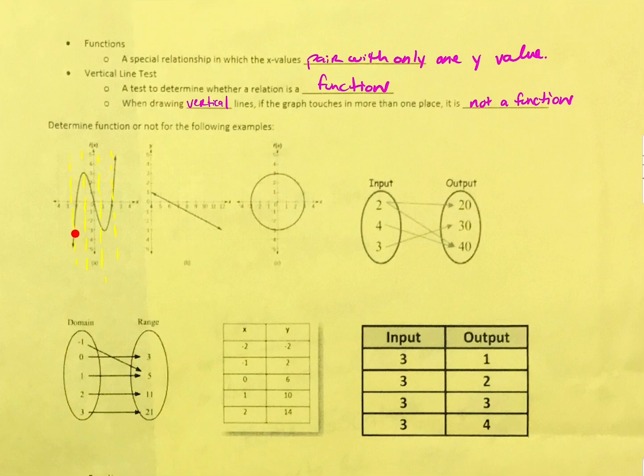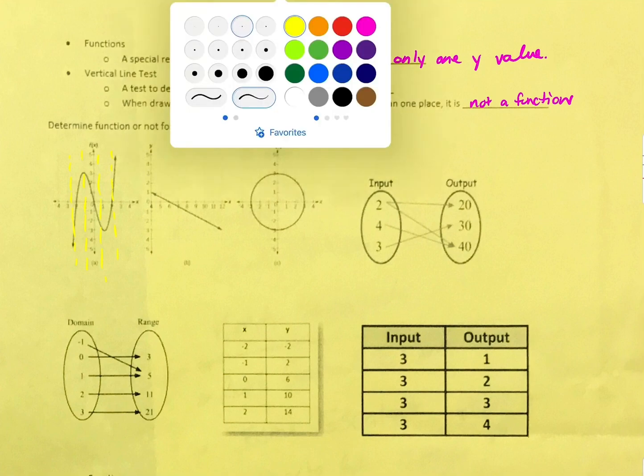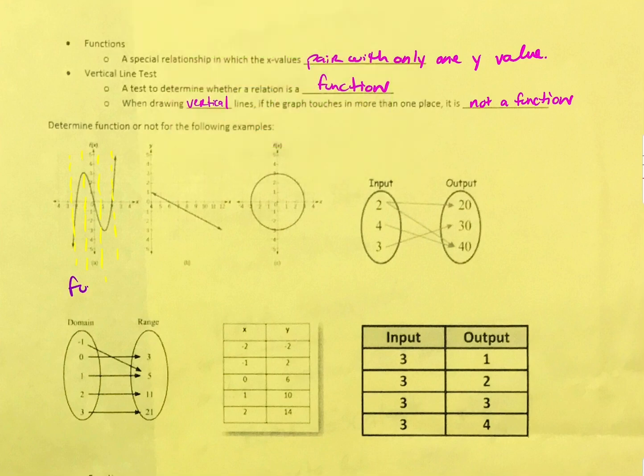We see it touches here, but nowhere else. Same thing here, it touches here, but nowhere else. Here, nowhere else. And here, but nowhere else. So therefore, we say that this right here is a function.